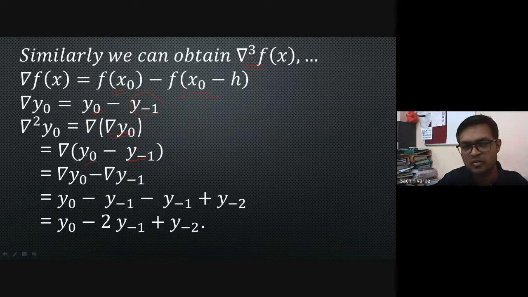So on that, del is operated again, so del of y naught minus del of y suffix minus 1, but del of y naught will be y1 minus y suffix minus 1, and for this it will be y suffix minus 1 minus y suffix minus 2, but this minus and this minus will be plus there, that is why it is plus. So that is why this is the formula of second order backward difference operator.